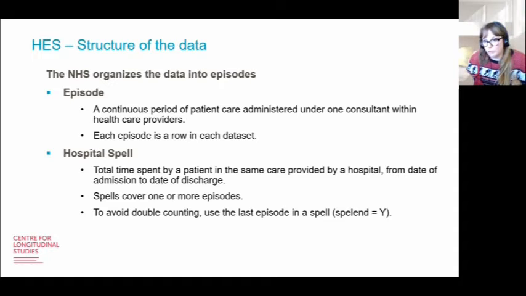Each episode is one row in the data set, and I think Richard's going to talk about this later. A hospital spell is the total time spent by a patient in the same care provided by a hospital, from the date of admission to the date of discharge. Spells cover one or more episodes, so if you want to avoid double counting, you use the last episode in the spell because it has a lot of information, although I think again Richard has some more detail on that.